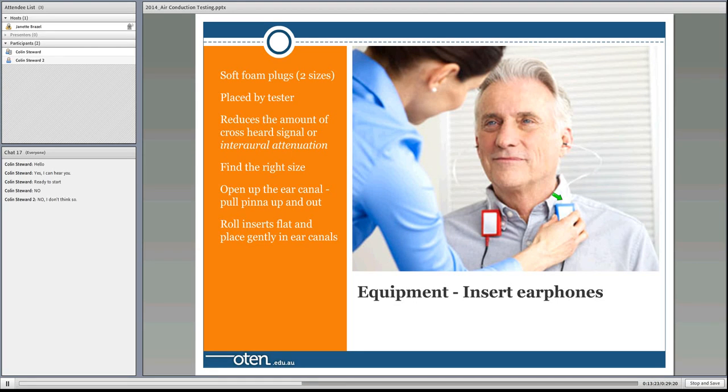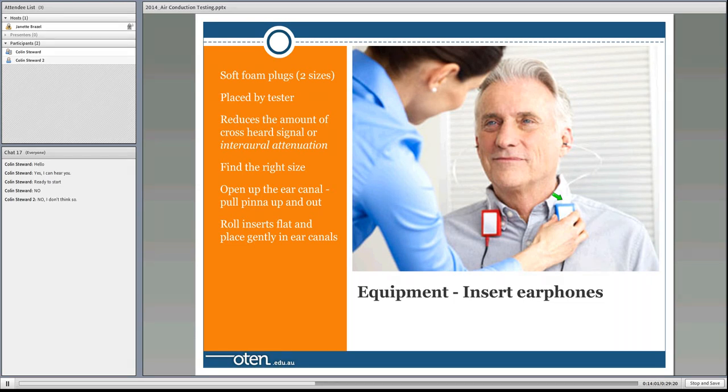You wouldn't use them on a client who has either impacted wax or some sort of outer ear condition or infection, because they're a little foam plug that you roll down and pop in the person's ear. There are two sizes for these little plugs, and you need to sterilise them or throw them away after each use. As I said, it reduces the amount of crossheard signal or interaural attenuation. You've got to make sure you have the right size. Men generally go for the bigger size, women and children the smaller size.